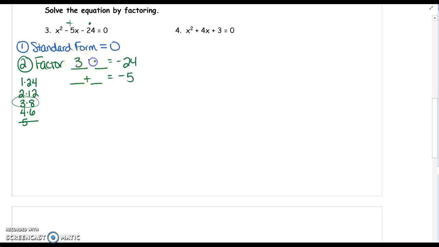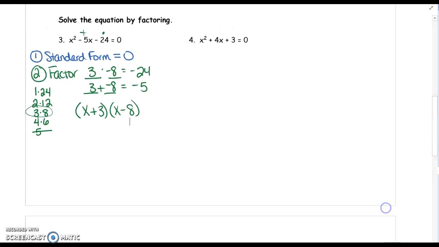So 3 and negative 8. 3 times negative 8 is negative 24. 3 plus negative 8 is negative 5. So the factored form is x plus 3, x minus 8. And then the part that's new for us right now is that this equation is equals 0. Your next step is to set up two equations and solve.